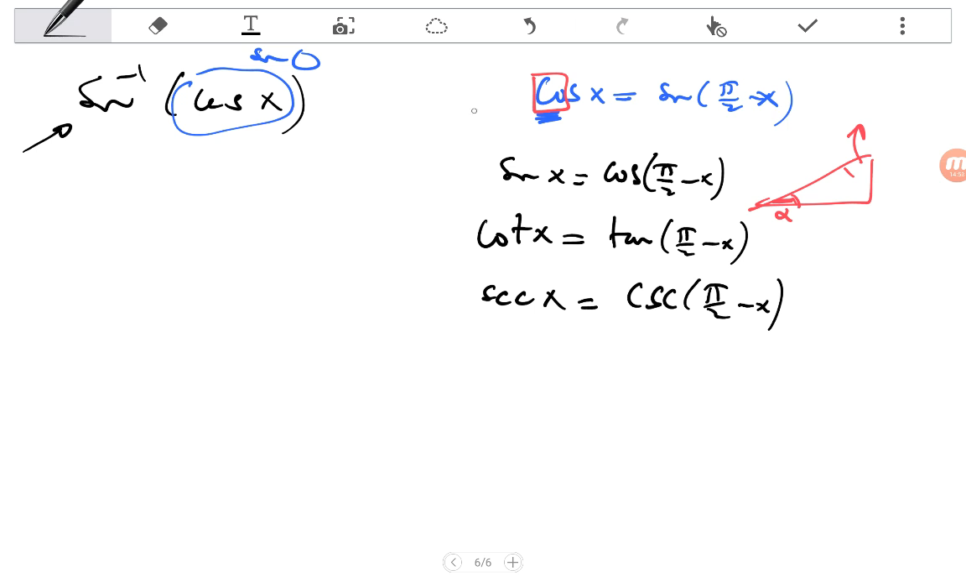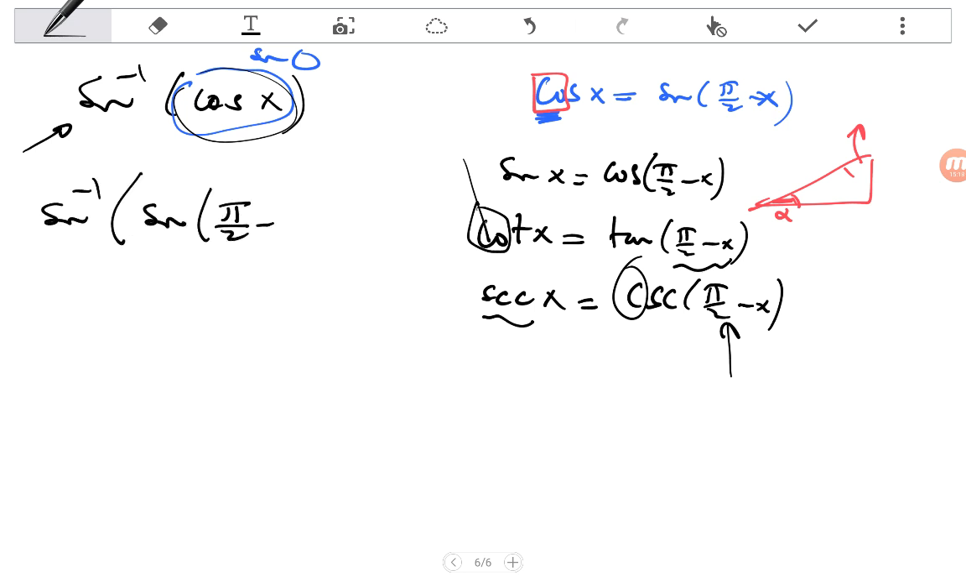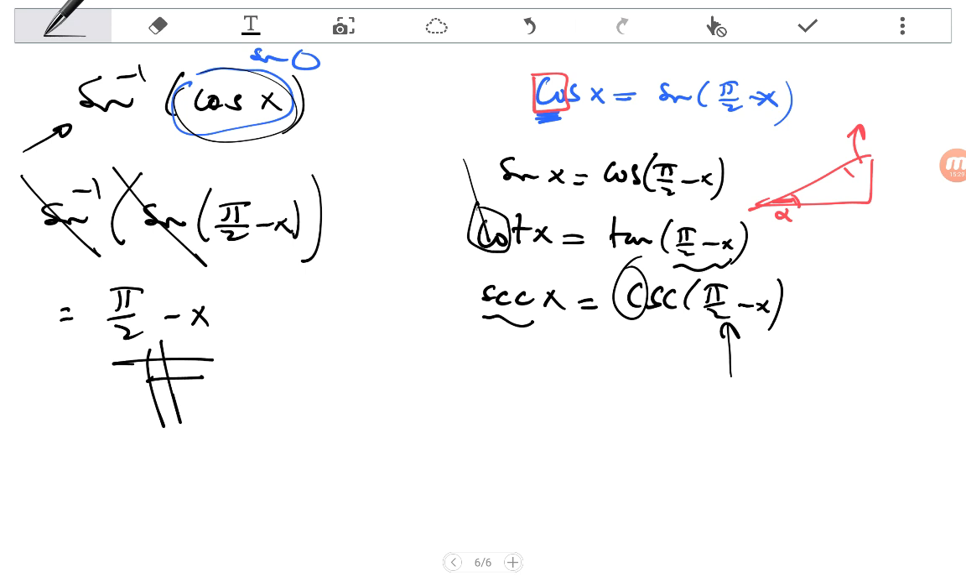So if I have a co on this side, I can remove the co but put the angle as pi over 2 minus x, and so on. If I don't have a co, I can put a co but make the angle pi over 2 minus x. In this case, I need this to be sine, not cosine. So I can say that this is sine inverse of sine of pi over 2 minus x. Now the sine inverse will cancel the sine and the result will be pi over 2 minus x.